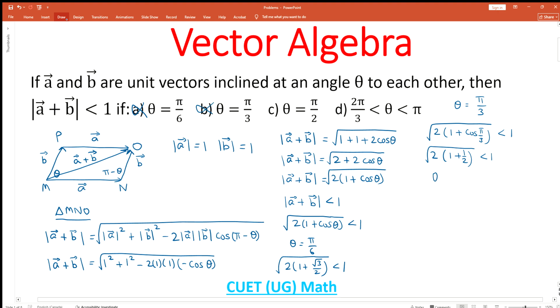Now we can try pi over 2. I get 2 times 1 plus cos pi over 2 under the square root. Cos pi over 2 is equal to 0. Square root of 2 is not less than 1. That means option C is not the answer. So the answer should be option D. This should be the final answer for this problem.